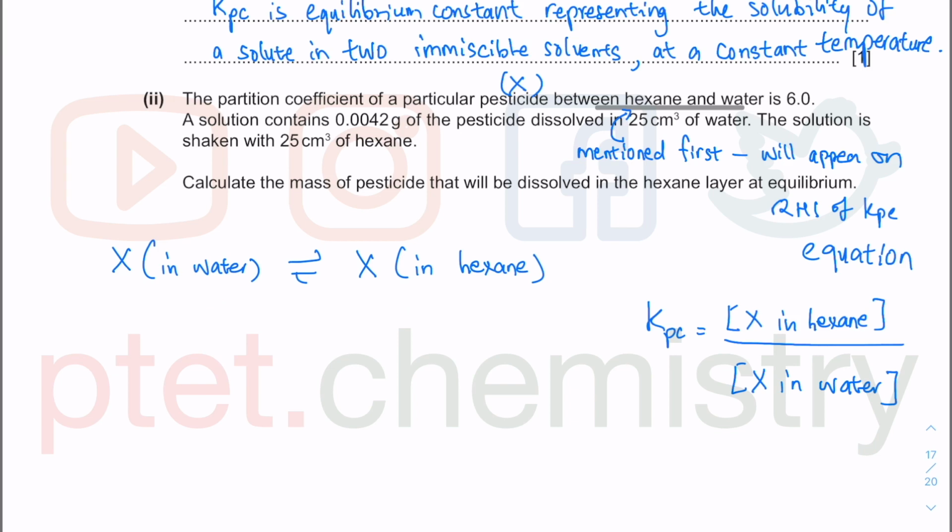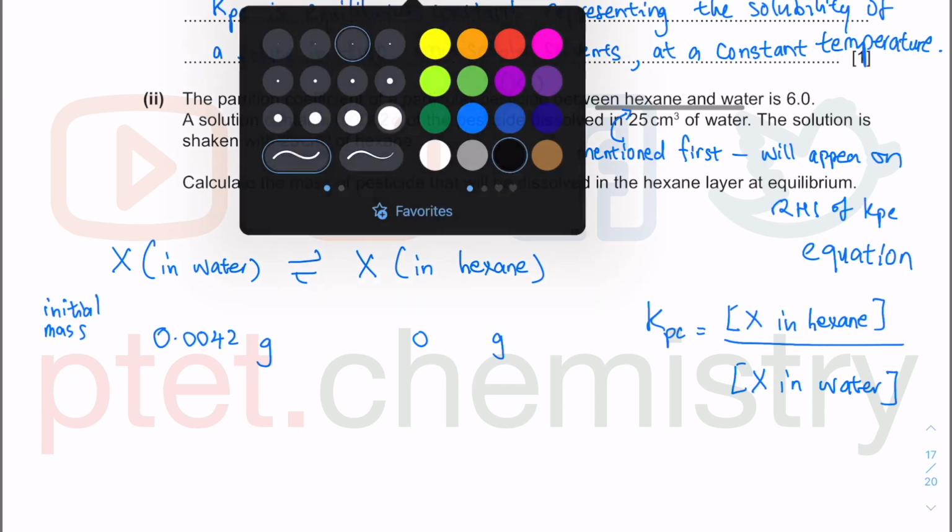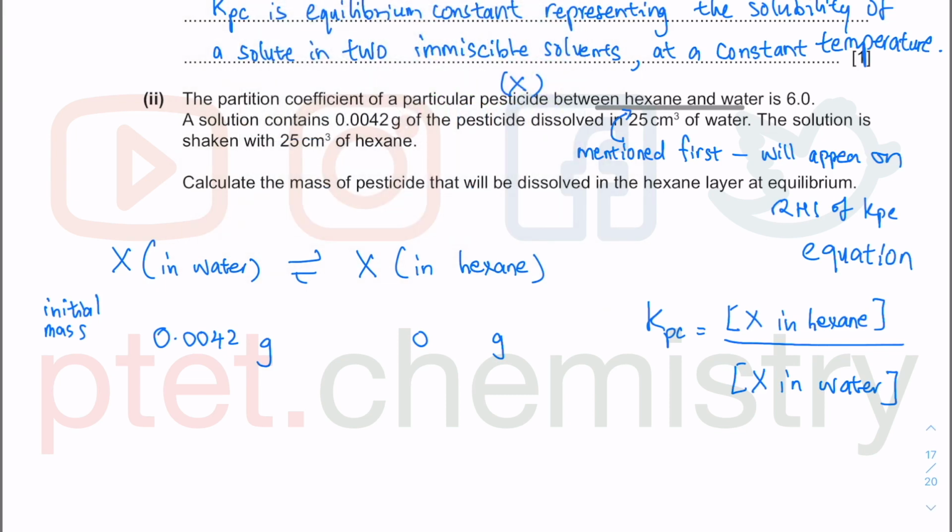So I started out with 0.0042 gram of X dissolved in 25 cm³ of water. So 0.0042 gram, and I don't have anything in hexane, so 0 gram. So this is initial mass. I then add in some hexane, and then that means some of it will go into the hexane. So that is the equilibrium mass.